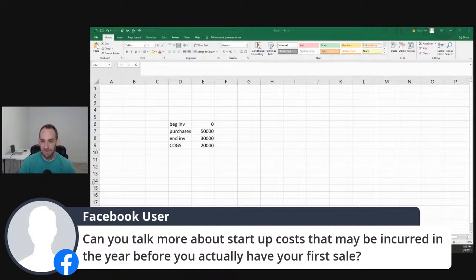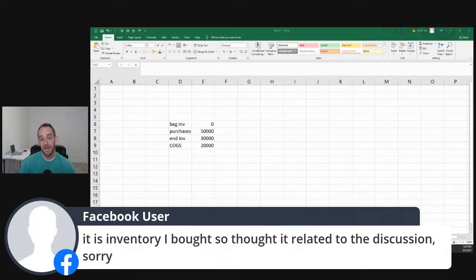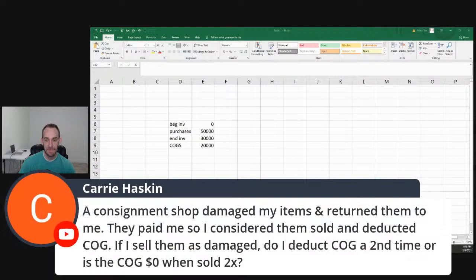Oh, hang on. No, that's a good point. If it's an inventory startup expense, but again, if you're using the accrual method, it doesn't matter because you don't deduct until you sell it anyway. If you're using the cash method, that's when it would apply as a startup expense.